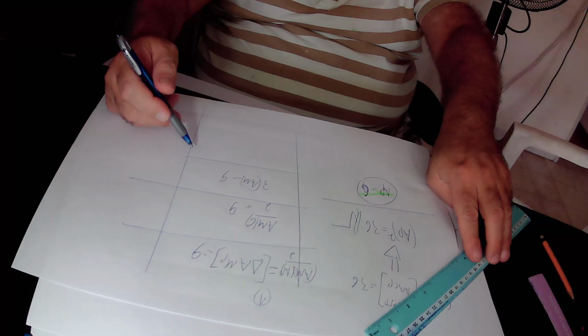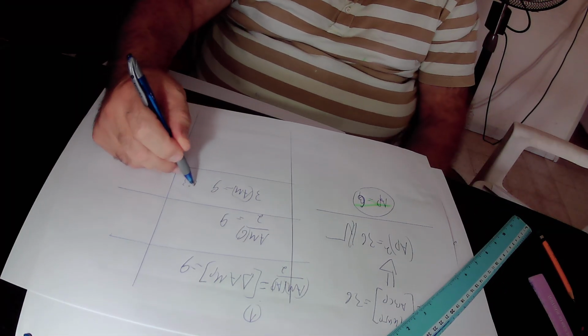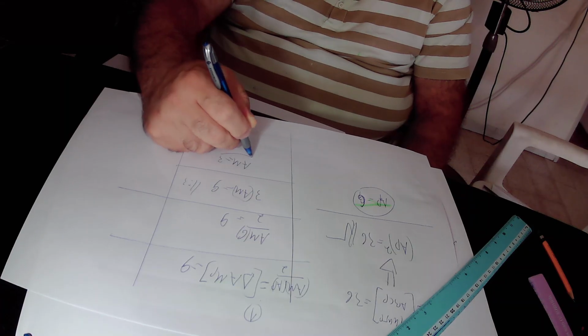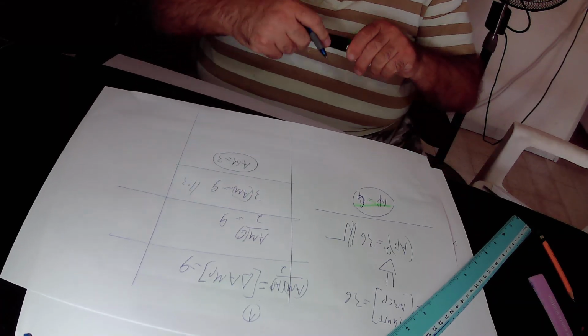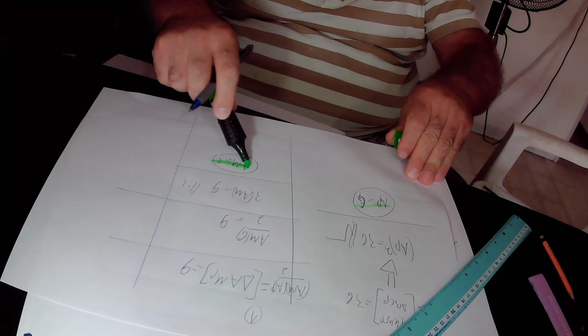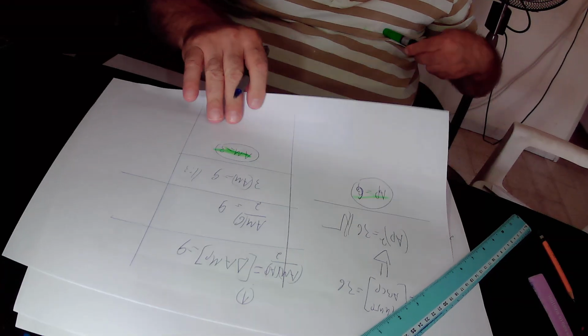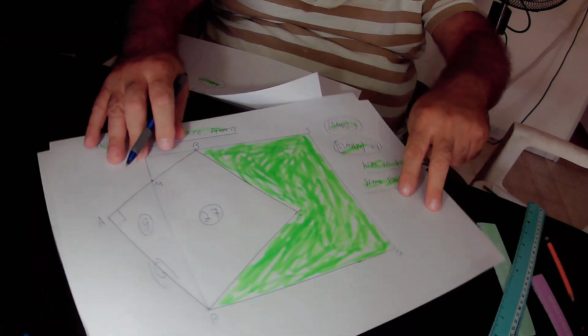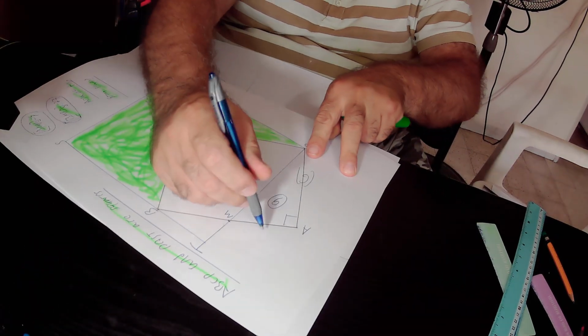Here we divide this equation by 3. And we get that AM equals 9 over 3, that is 3. So side AM of the right triangle AMP equals 3 units in its length. This is side AM, equal to 3 units in its length.